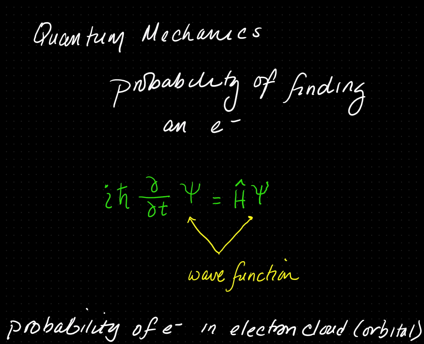These wave functions are known as psi, a Greek letter, and once we solve for this, you could figure out the probability of an electron in an electron cloud, which we learn is an orbital in the next video.